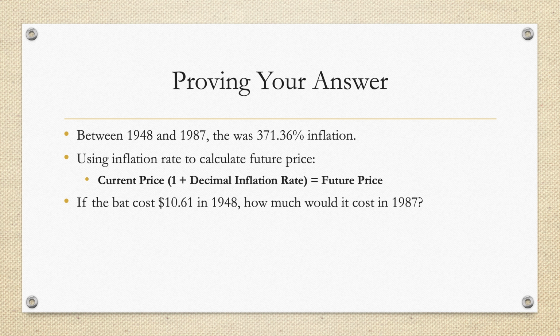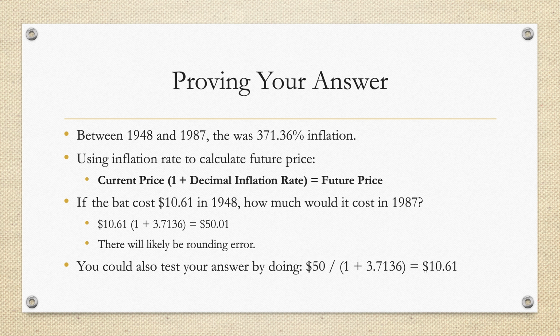So if you plug all that in, and we have to ask this question again, if the bat cost $10.61 in 1948, how much would it cost in 1987? Plug everything in, and you get $10.61 times parentheses 1 plus 3.7136. Again, that's 371% as a decimal rather than as a whole number. And if you do that, it comes out to $50.01, which is not exactly right. You remember the bat cost $50 exactly in 1987, but this discrepancy is simply due to rounding error. So if it doesn't come out to be exactly correct, don't worry about that, but it should be close enough. That's just a good way to check your answer.